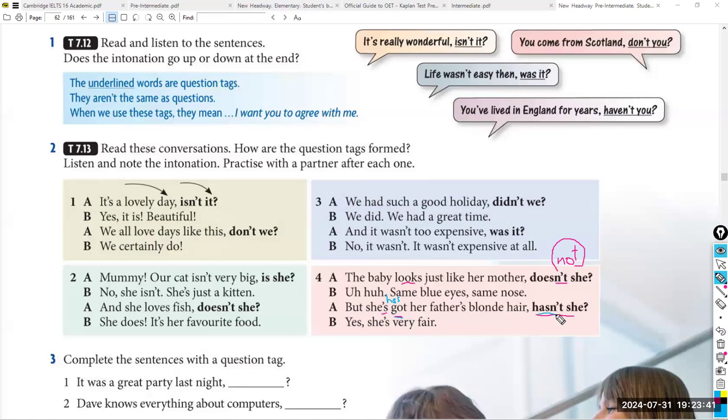Okay, now please tell me, why did I write hasn't she? Because has is the main verb, and we have a positive sentence. Wait, Jamila, where is the main verb? Has? If has is the main verb, I have to use do, does, did. Has is not the main verb. Like this example, notice we had such a good holiday. This is the main verb, I used did. Here I didn't use do, does, did. So has is not the main verb. Where is the main verb? Because has is the auxiliary. Yes, but where is the main verb? Please. Got. What is the simple present of got?